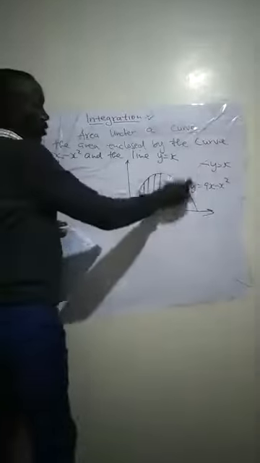So you need to recall that at the point of intersection, the two curves are equal. So at that point, y equals y. The first one is y equals x, the other one is 9x minus x squared. So if you collect the like terms, you can take this one to the other side. You're left with 9x minus x, that is 8x, minus x squared equals 0.